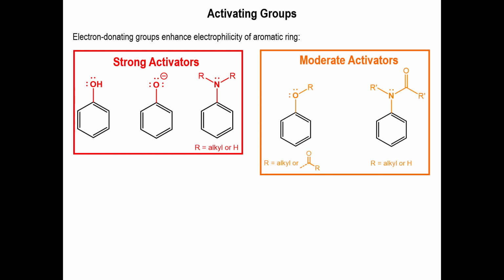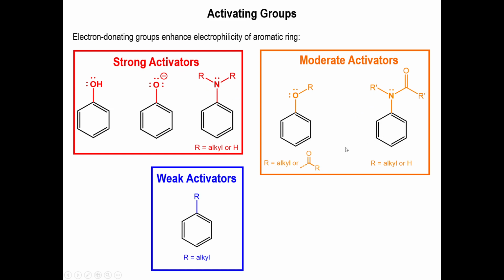Then we have what we call moderate activators, the ones that donate a fair amount of electron density, but not as much as what we see with the hydroxo, the oxo, or the amine derivatives. So those are your anisole derivatives or your ether derivatives for your alkyl, and also your amide derivatives, which is basically like the amine, but you have acylated the amine, turned it into a much more benign group. It's still activating, but it's not as strong as the regular amine without the acyl group.